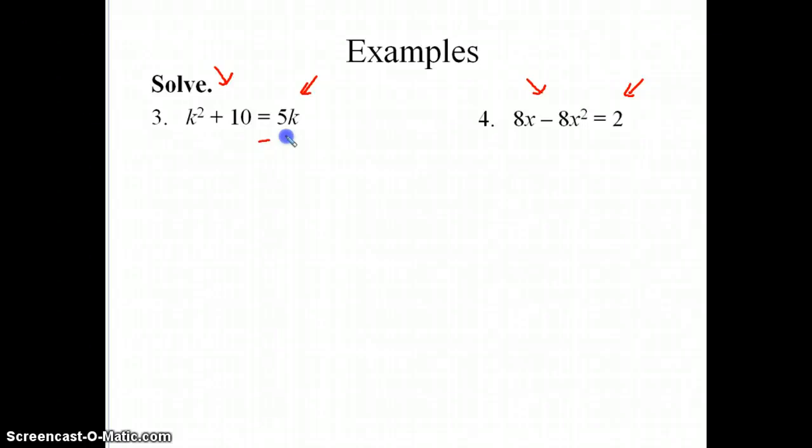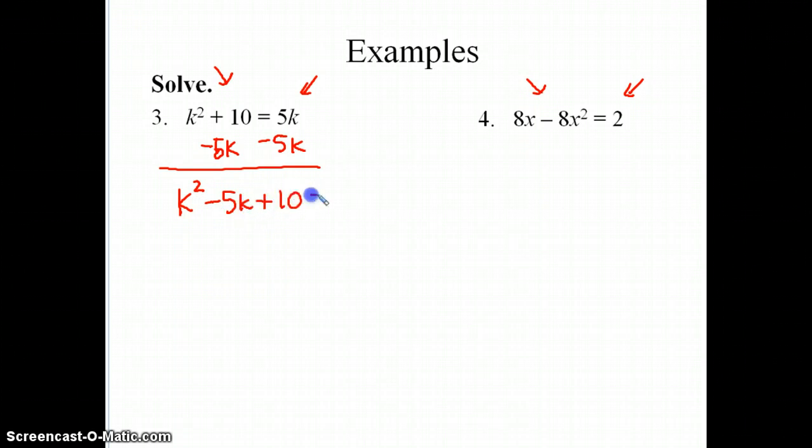So I'm going to eliminate the 5k from the right side. When I eliminate the 5k from the right side, I end up with k squared minus 5k plus 10 is equal to 0. I now have this in standard form and in descending order. So I have k squared minus 5k plus 10. Now I'm ready to factor this.